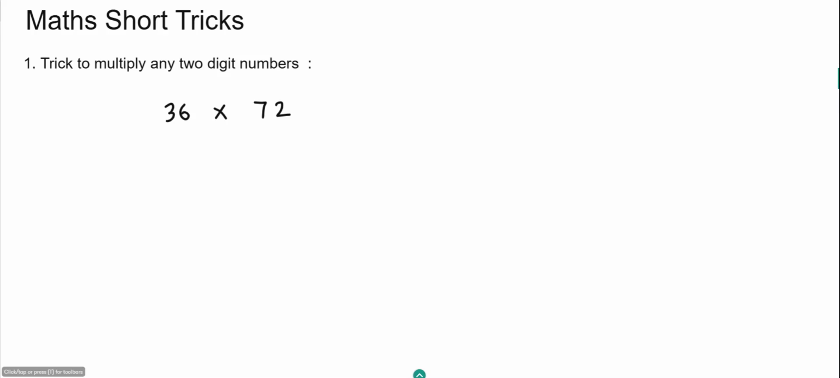In this video, I show you a short trick on how to multiply any two-digit numbers. And this method is completely different from the usual multiplication method. So here we have two numbers, 36 and 72, which we'll multiply.